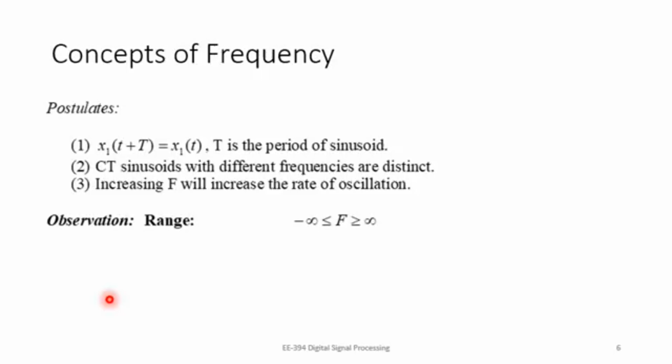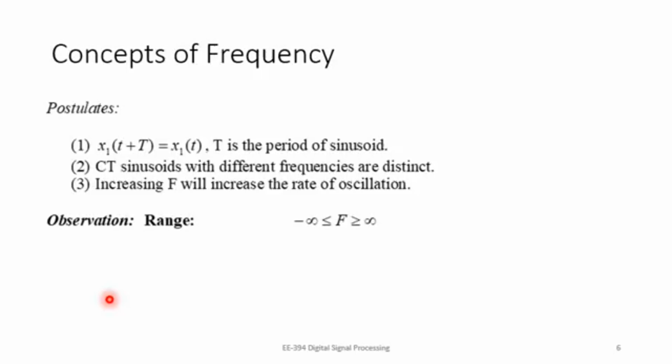All these three postulates or properties are something we are aware of. We are just making them come into our notice again, so that when we study the discrete time sinusoids, we can easily compare the concepts of frequency in both domains. So let's begin by looking at what is postulate 1.